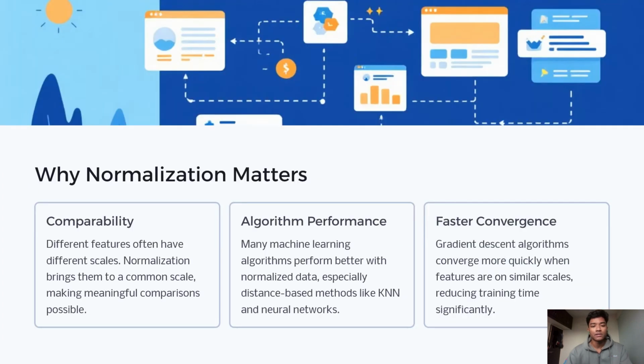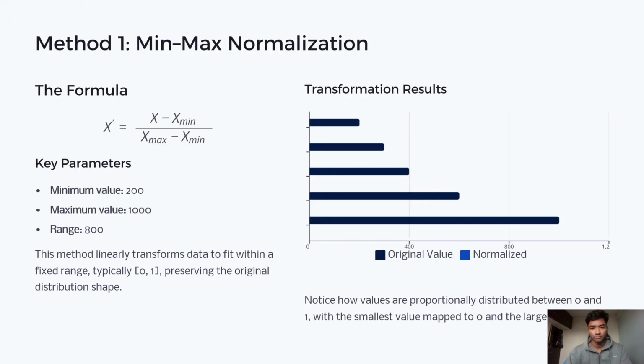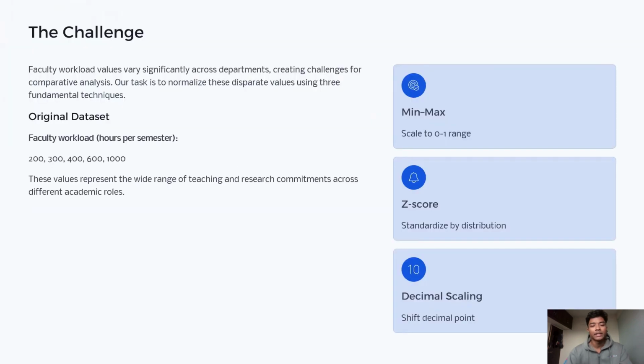Now, the workload data set we are working with contains values of 200, 300, 400, 600, and 1000 hours per semester. These numbers represent different teaching and research responsibilities. Now, let's see how we can normalize them using three common methods.